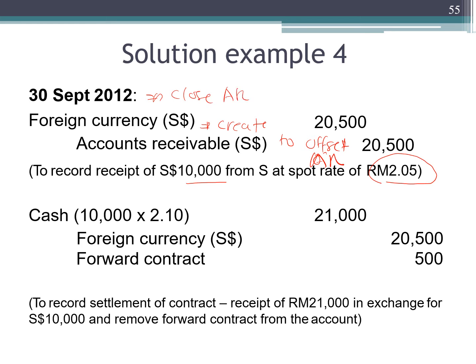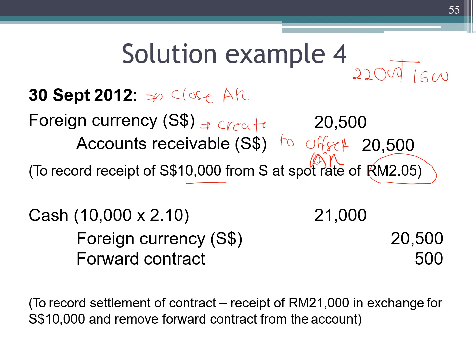Your account receivable account has a balance of 22,500 at the beginning, and then after that we have a reduction of 20,000. So now we're going to have a balance of 2,500. So this foreign currency account is just created to close the account receivable.